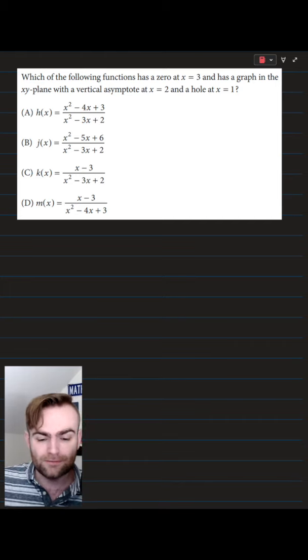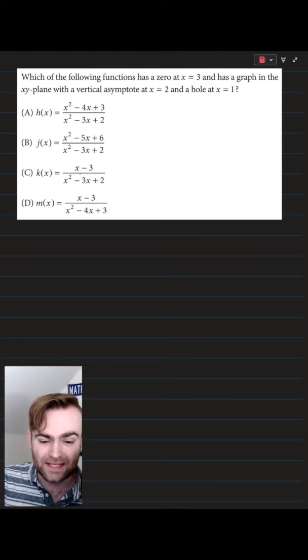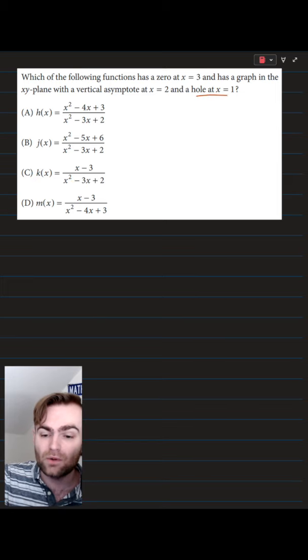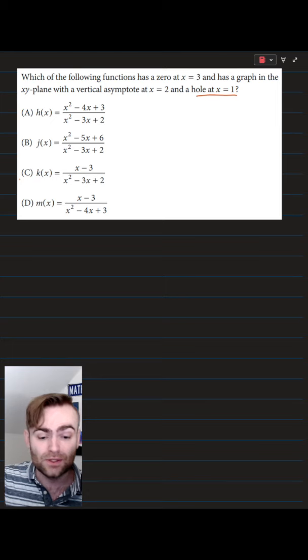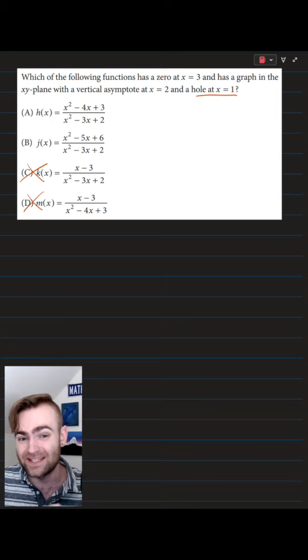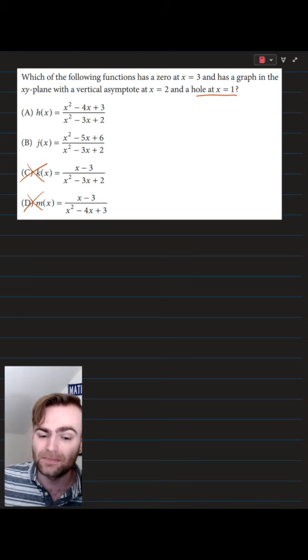So first and foremost, I see that K and M here only have x minus 3 in the numerator. If I want a hole at x equals 1, it has to make the numerator 0, so it can't be either of these, because 1 minus 3 will never produce 0.